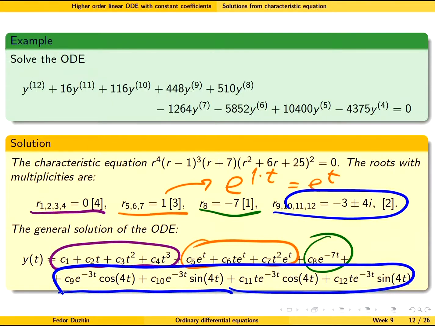If the multiplicity were, say, 6, then we should include t times this, t squared times this, t cubed times this, and so on, up to t to the 5 times this, because in any case the dimension of the solution space must be the same as the degree of the characteristic equation. So here the order of the differential equation and the degree of the characteristic equation is 12, so we must have 12 linearly independent solutions in the end.